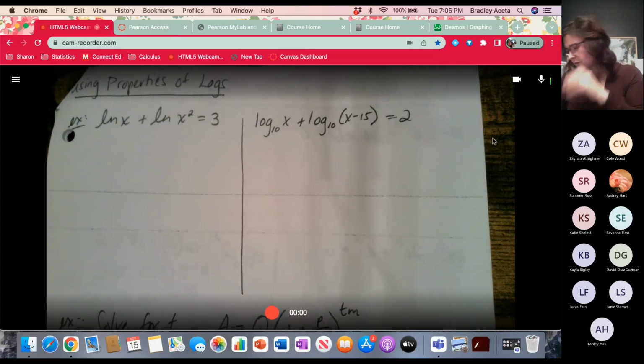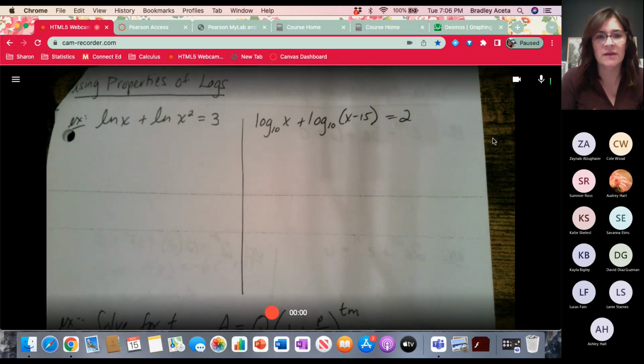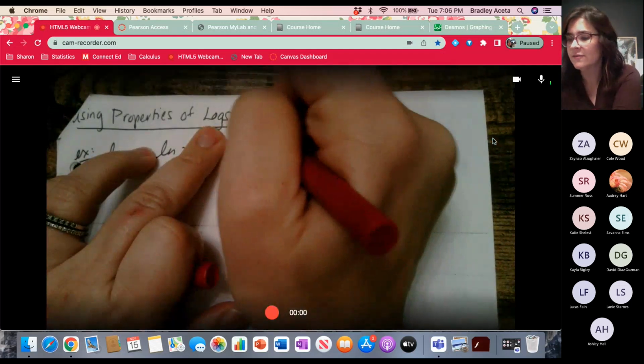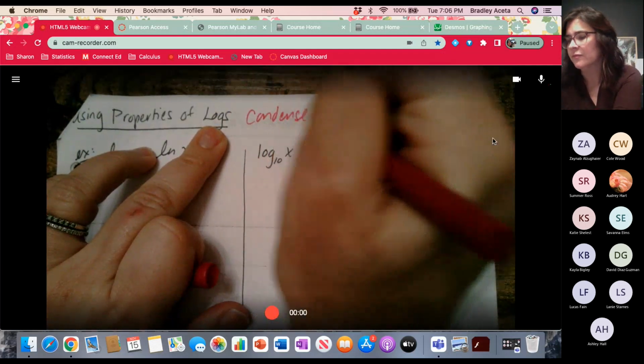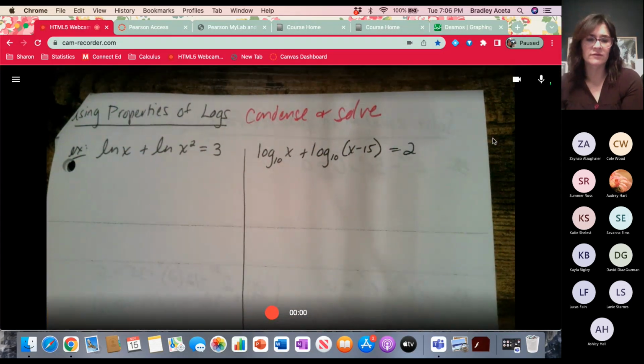You will have some using properties of logs. And what do I mean by that? I mean, again, condensing. If you see a bunch of logs, you really don't want a bunch of logs. You want one log, one side, one log, one side, if you can get it to be one log on one side. So condense and then solve. Condense and then solve.